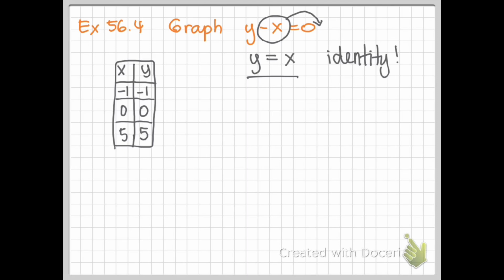So now we are ready to graph. The first point is going to be -1, -1. Then 0, 0, right here in the origin. And then 5, 5. And that is the identity line. As you can see, it cuts the coordinate plane in half. And it touches all the points that have the same x and the same y. And that's it. Very simple lesson.